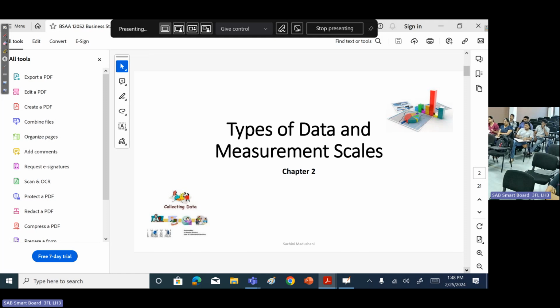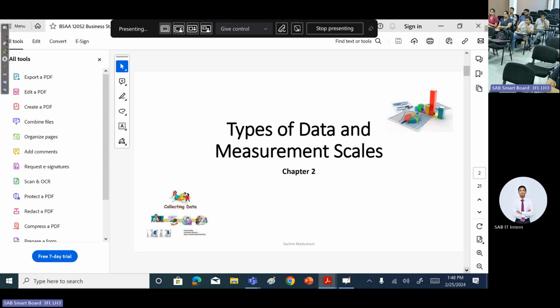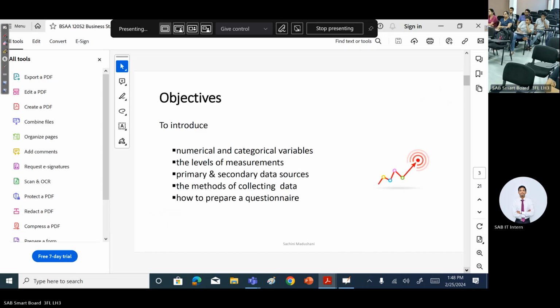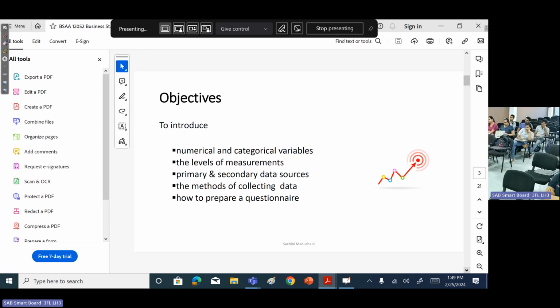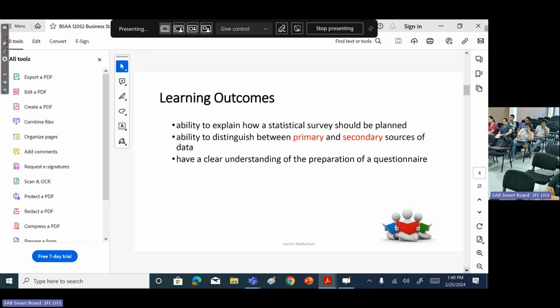This is section number 2: types of data and the measurement scale. Then these are the objectives: to introduce numerical and categorical variables, four levels of measurement, the two types of data sources, the methods of collecting data, and how to prepare a questionnaire. And these are the learning outcomes, meaning that by the end of the session you should be able to explain those things. Okay, you have enough idea about it.